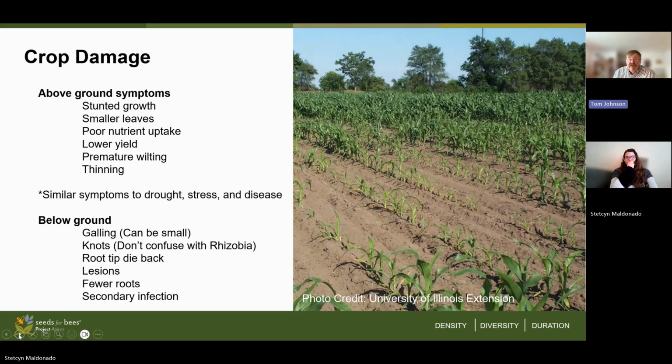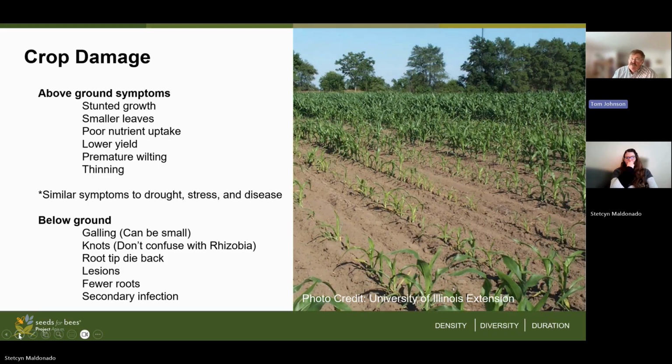Or you may get a thinning of stand, depending on the nematode, depending on the crop, as usual. There are some that will just knock it out and kill it, and your stand's thinner than you expect. In this situation, you've got plants that are all kind of stunted, probably due to some soil-borne infection. Of course, these above ground symptoms are all similar to drought, stress, or other diseases.